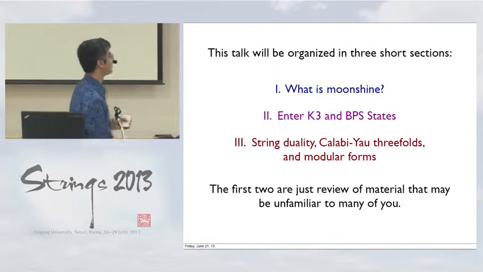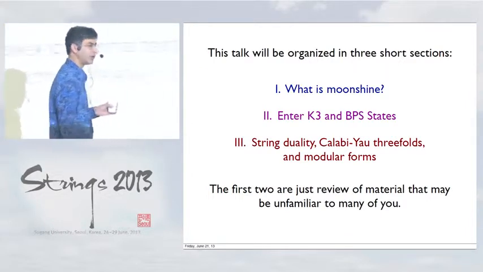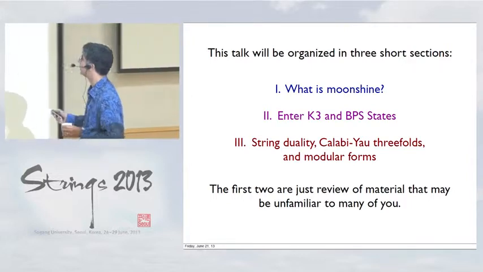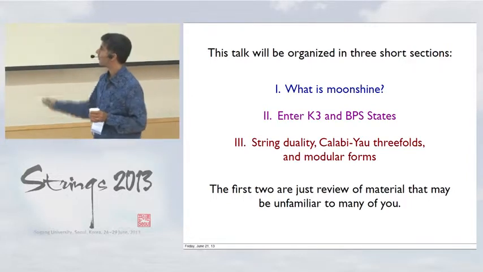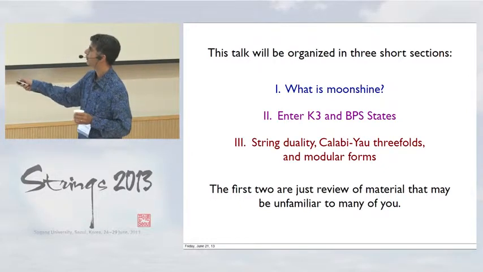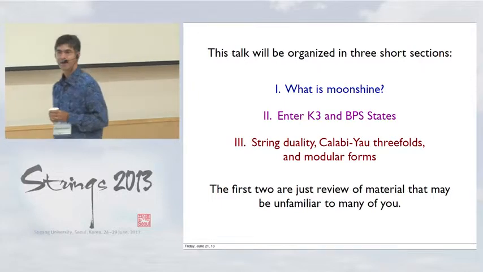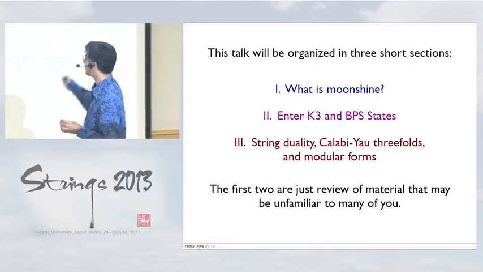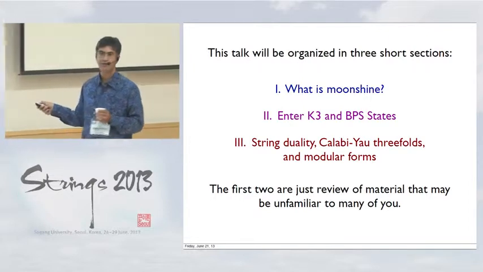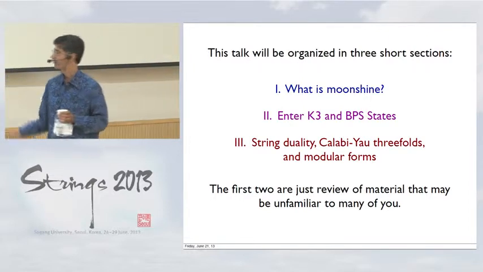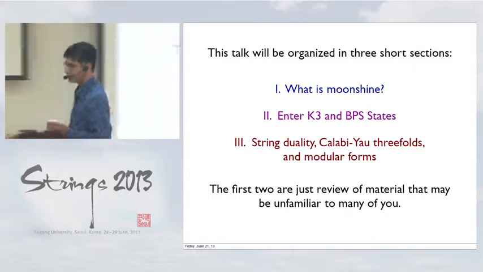So the talk will be organized in 3 short sections. I myself barely remembered what Moonshine was 2 years ago, and so I'm going to begin by reviewing what this means. I'm going to talk about what brought me back to the subject, which is the entrance of K3 and its BPS spectrum into this story, which goes back much further. And then at the end, assuming I don't use up all my time in the review, I'll talk about string duality, Calabi-Yau threefolds, and modular forms, and how they tie together with these earlier results. So much of the talk will be review, but some of quite recent material.